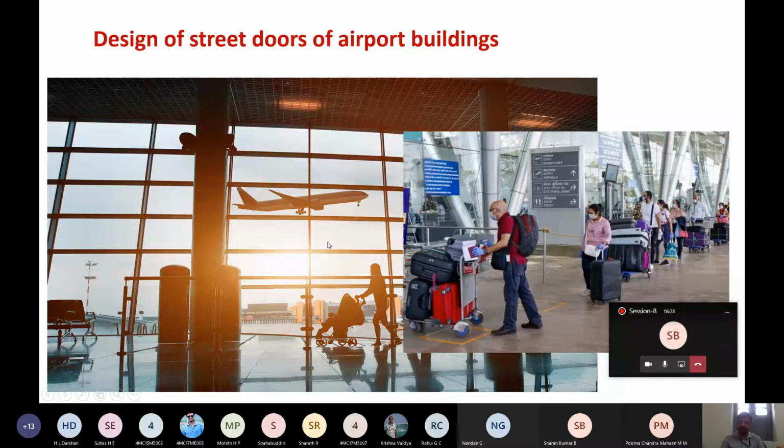You have to design a door such that passengers must be able to enter easily. At the same time, the door should not be kept open always. It should be opened only when passengers come in front of the door. This is the design problem. What are the possible solutions for this?